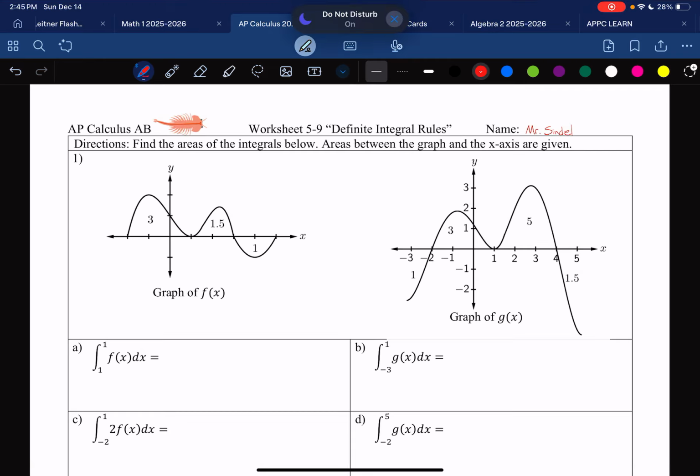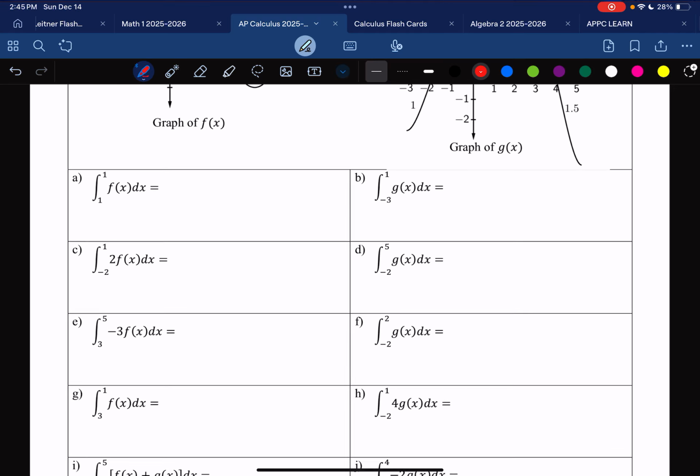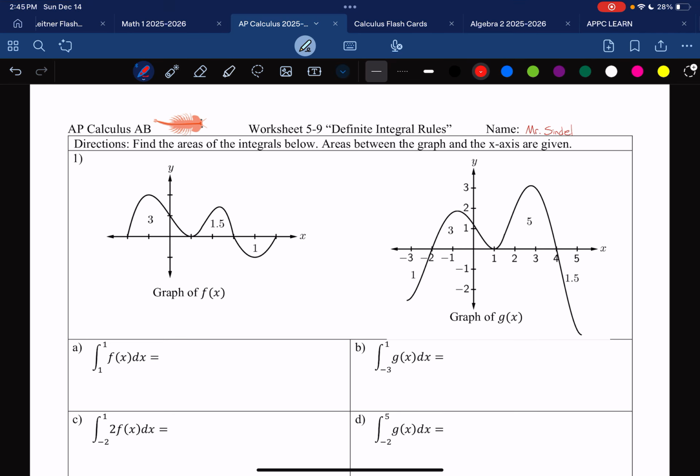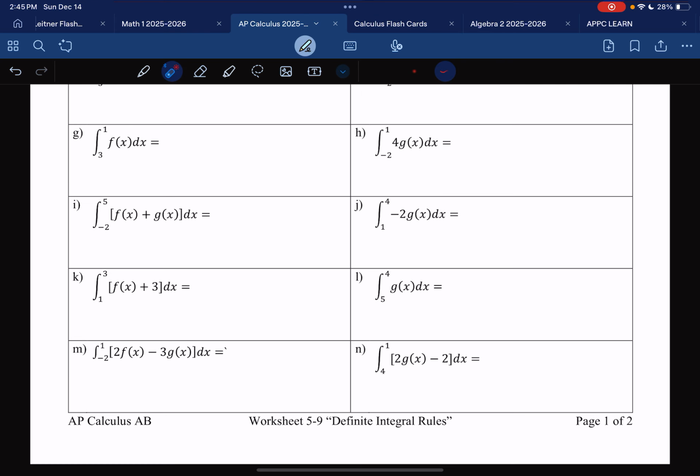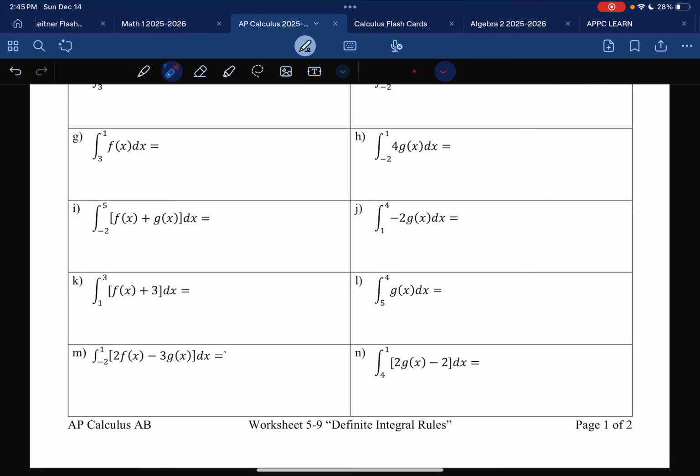This is AP Calculus AB, Worksheet 5-9, Definite Integral Rules. Numbers 1 through all of these letters, we're trying to find the areas based on the graphs. So be very careful if you're talking about a graph of f or a graph of g. F is talking about this left graph, g is talking about the right side. There's a mixture of g and f on the left side, so I have to be careful.